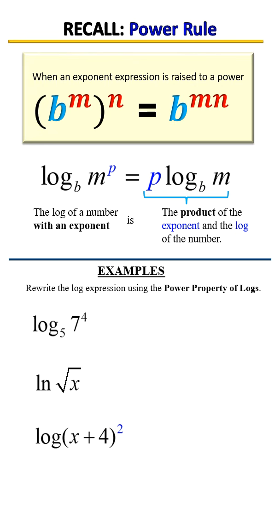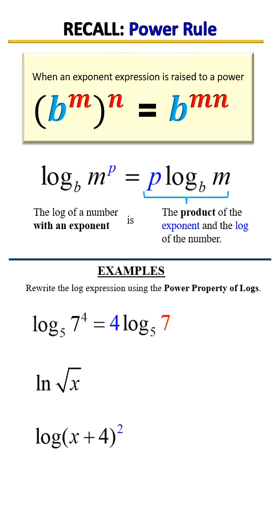So here we have log base 5 of 7 raised to the 4th power. So this log has an exponent of 4, and all we're going to do is simply move that 4 out front and it will become the coefficient of the log. Everything else stays the same.